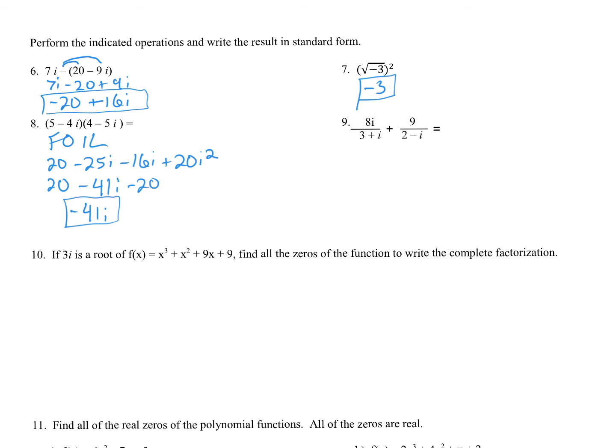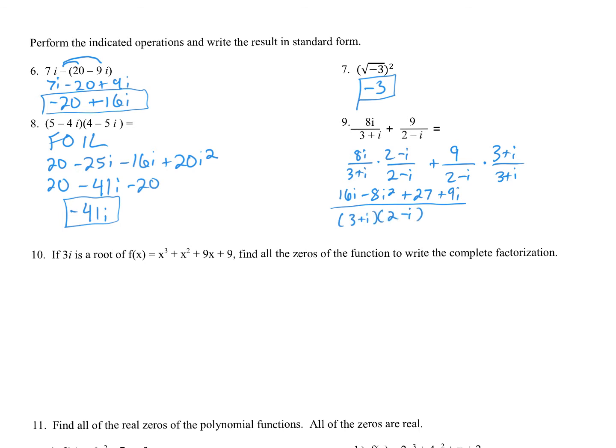The next one, we need to have the same denominator. So I'm going to multiply the first one by 2 minus i over 2 minus i, and the second one by 3 plus i over 3 plus i. This gives me 16i minus 8i squared plus 9 times 3 is 27 plus 9i, over, leave the bottom alone in their own forms.